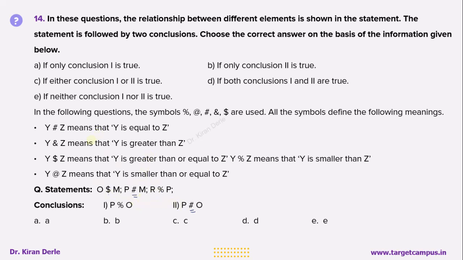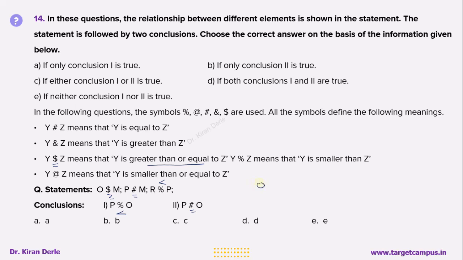Fine. Dollar means greater than or equal to. Dollar is greater than or equal to. Do we have dollar? No. Okay, fine. Only $1. Percent means smaller than. Percent is smaller. Fine. At the rate, do we have at the rate? No, we have already got all of them. Okay, so we want the relationship between P and O. M is a connecting point.